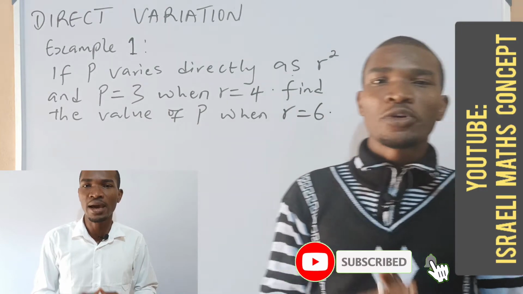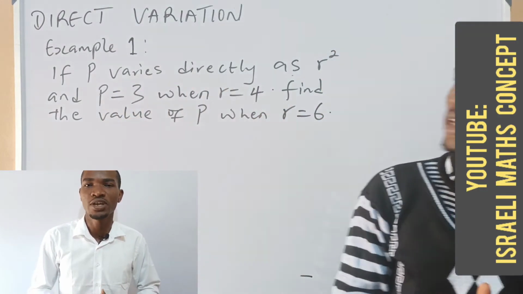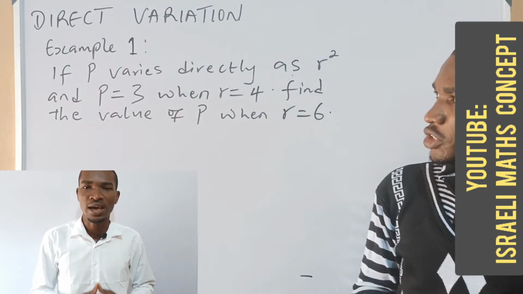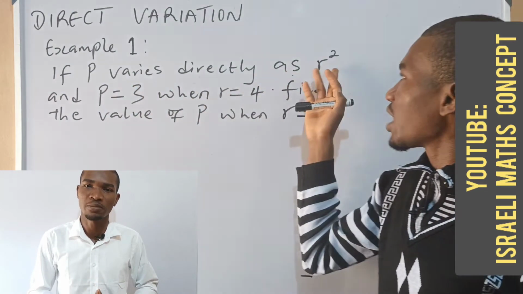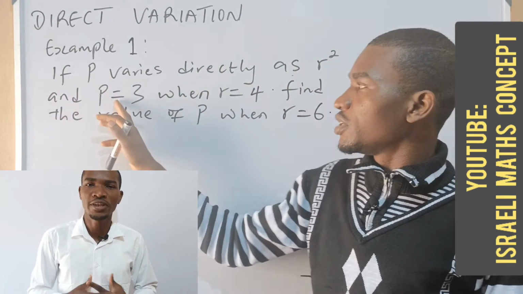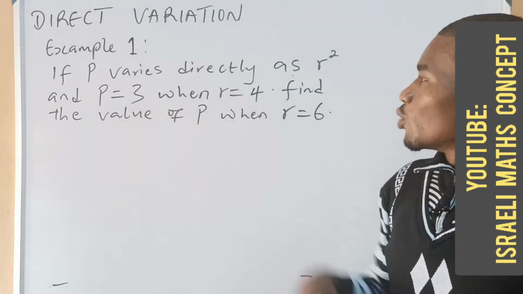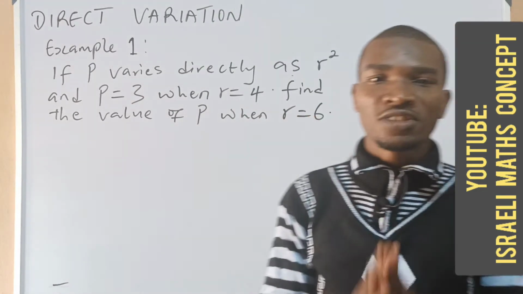In this video, I'm going to solve this given problem on the board. The problem is related to direct variation. Let's read out the question first of all. The question says, if P varies directly as R squared and P is equal to 3 when R is equal to 4, we are asked to find the value of P when R is equal to 6.